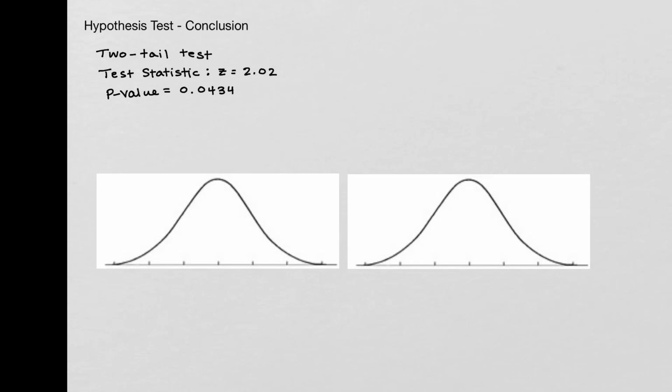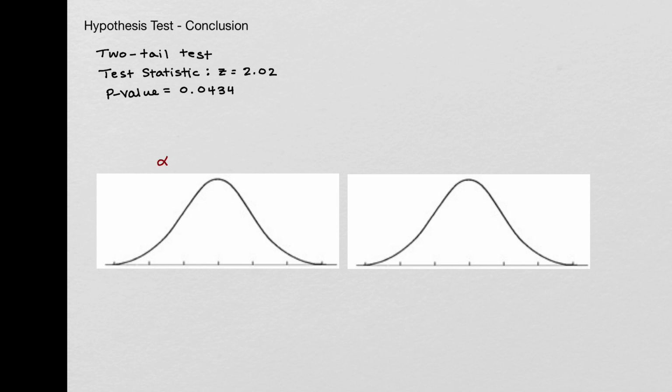In this video, we'll look at how to form the conclusion of our hypothesis test. So let's suppose that we have a two-tailed test and our test statistic has turned out to be 2.02 and our p-value is 0.0434. So at this point, I'm going to look at my significance level.